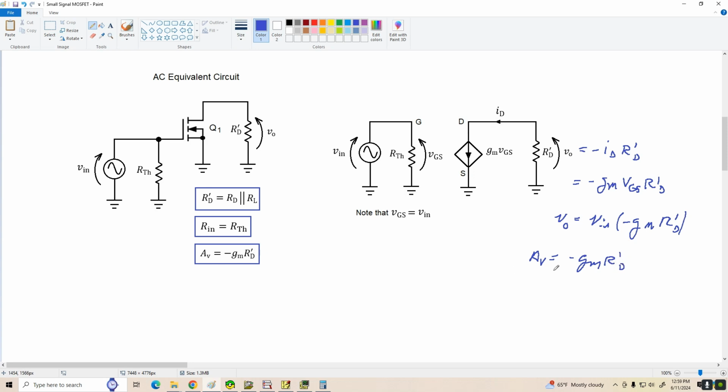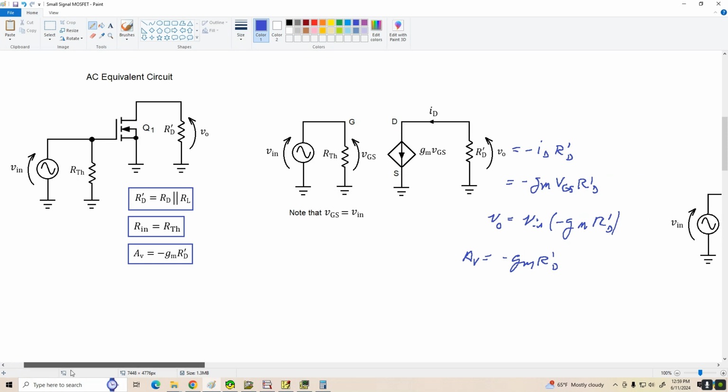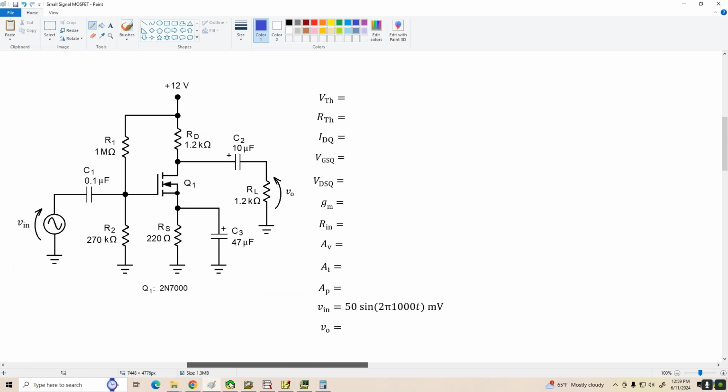All right, now let's take all of this information and the previous information we've learned in the last video, and let's analyze a circuit. So we've got a 2N7000 voltage divider biased, a 12-volt power supply, and remember for this device, K equals 0.1, and the approximate threshold voltage is 1.5 volts.